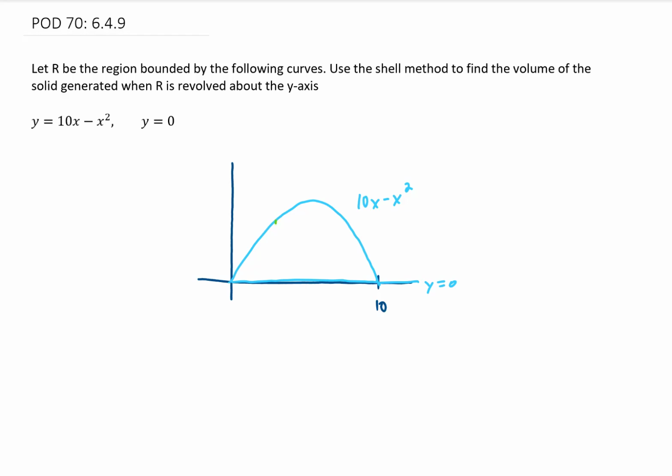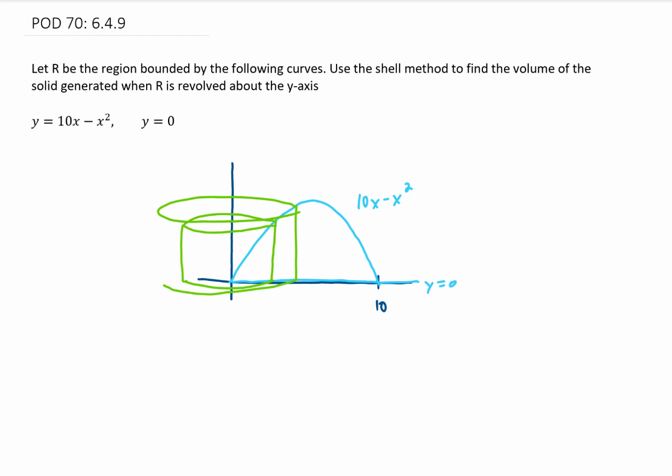With the shell method, we slice up our region parallel with the axis that we're rotating around, and we take each one of these little slices and rotate it around, in this case the y-axis, to create a thin shell volume. Then we slice this region up over and over again, create all of these little thin shells, and add the volumes of all of those shells up to get the volume of the region that we're looking for.